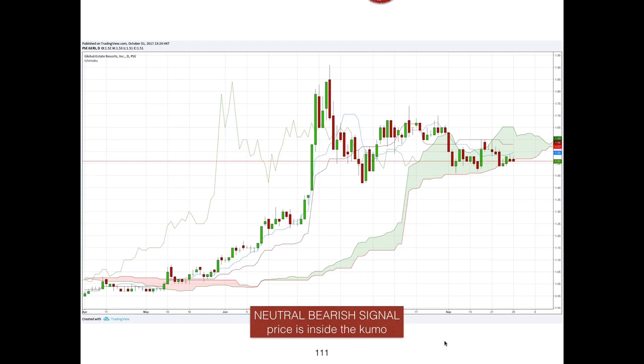So a neutral bearish signal is produced if the price is inside the Kumo when the Chikou Span crossover happened. So this is a Chikou Span crossover. It crossed below the price and 26 periods forward, the price is inside the Kumo. So this is a neutral signal.